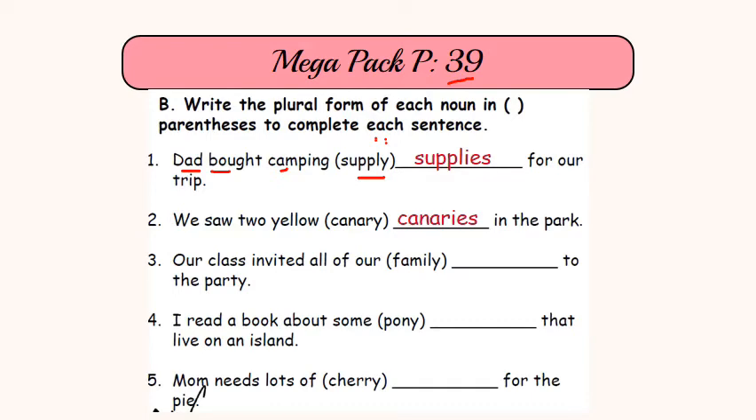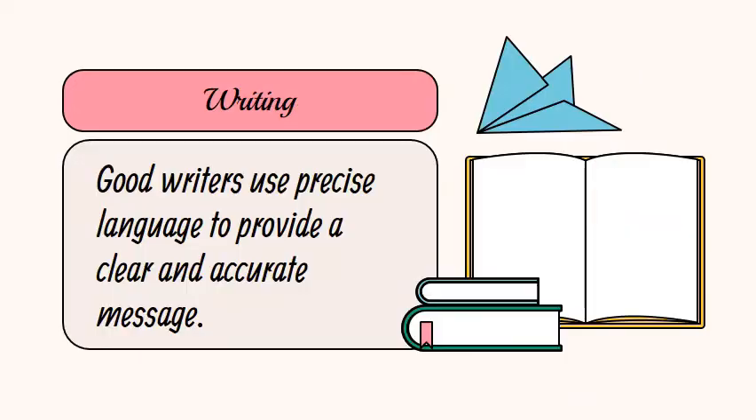Number 3, our class invited all of our family to the party. Family becomes families. I read a book about some ponies that live on an island. Some ponies. The same rule, change the y into i. Mom needs lots of cherries for the pie. Cherries, ies.